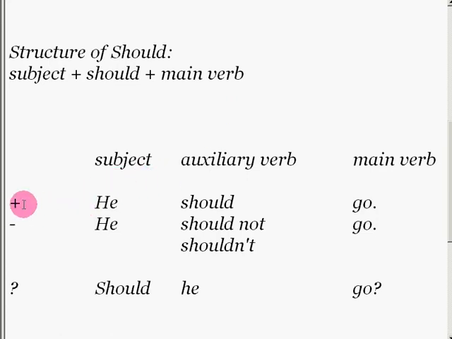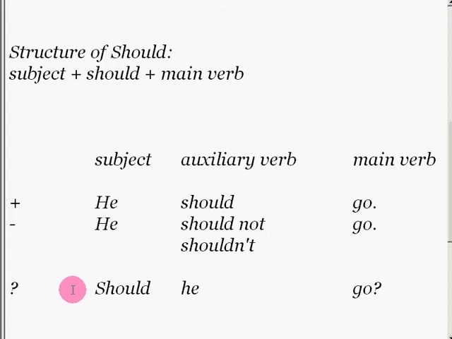This is a positive sentence. Let's read. He should go. We have the subject, the word should, and then the main verb go. It's just the same with the negative sentence. We have the subject. He should not go. He shouldn't go. Subject is he. The auxiliary verb should plus the word not because it's negative, and then the main verb go.